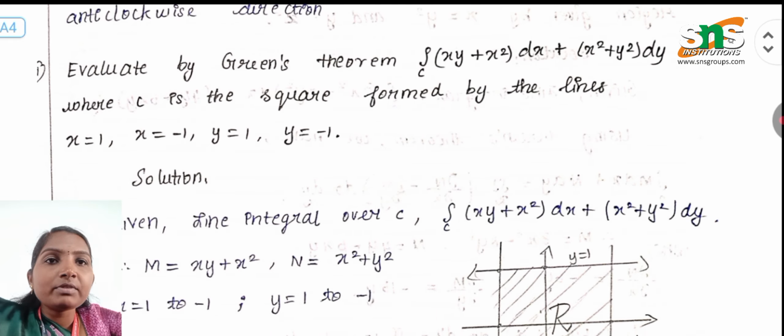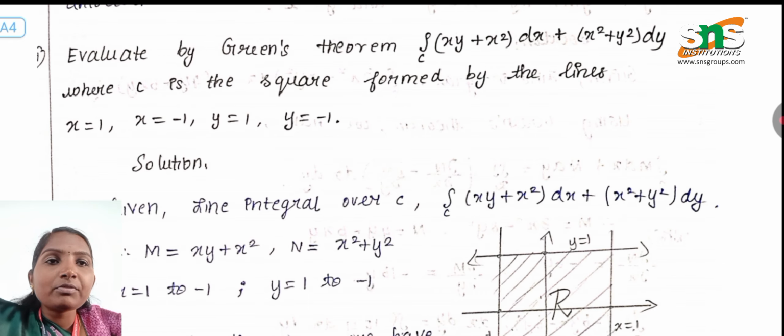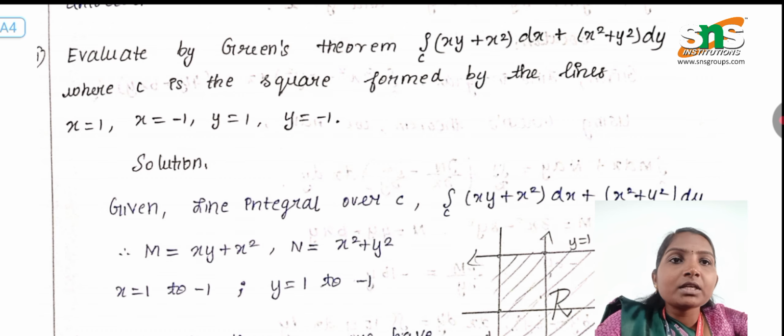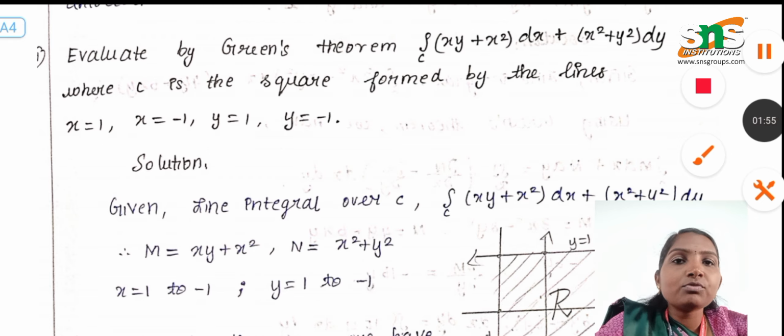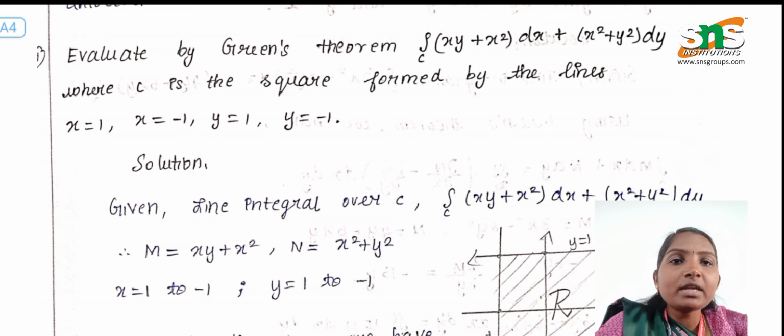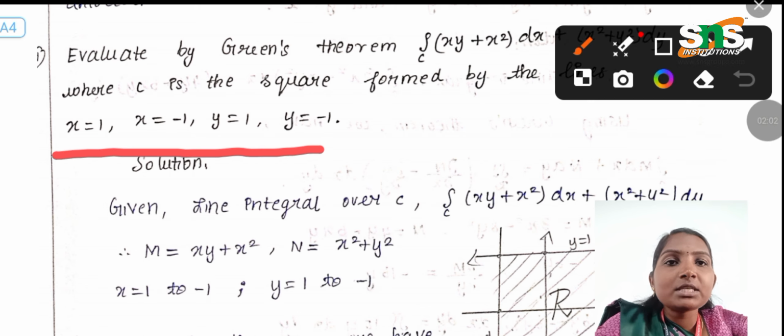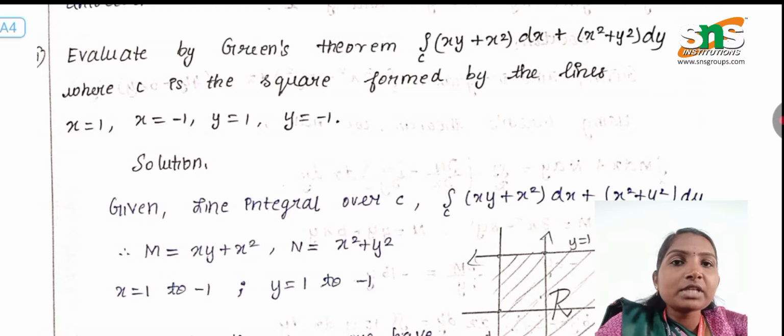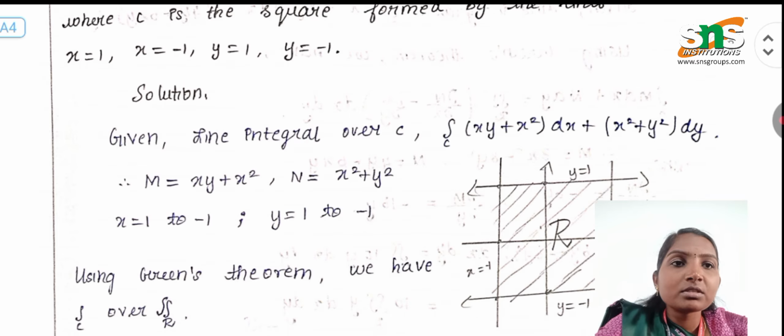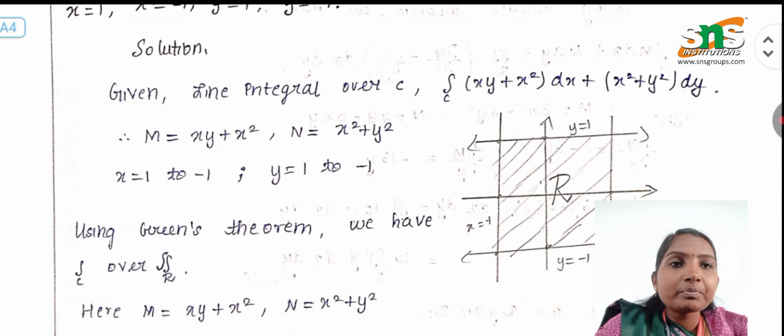So first of all, we will evaluate a function using Green's theorem. Evaluate by Green's theorem the integral over C of (xy plus x square) dx plus (x square plus y squared) dy, where C is a square formed by the lines x is equal to 1, x is equal to minus 1, y is equal to 1 and y is equal to minus 1. So we have to draw a curve which contains all these as the boundaries. So how will that be?